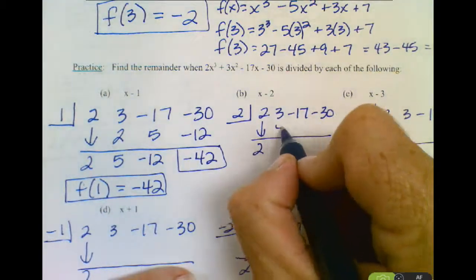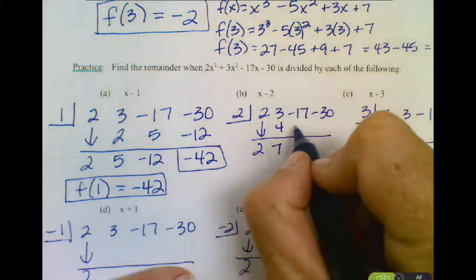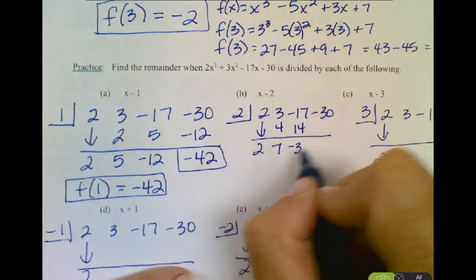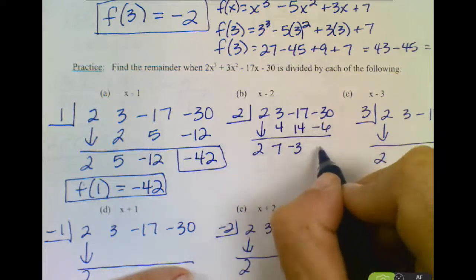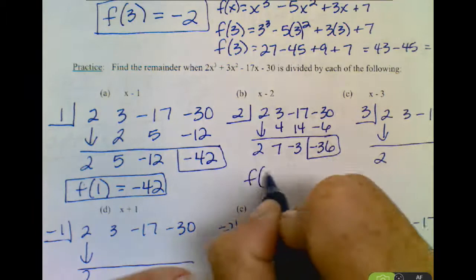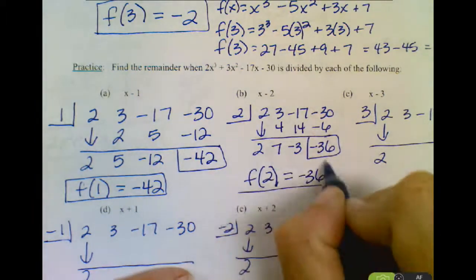Okay, 2 times 2 is 4. 3 plus 4 is 7, excuse me. 2 times 7 is 14. Negative 17 plus 14 is negative 3. 2 times negative 3 is negative 6. Negative 30 minus 6 is negative 36. That is my remainder. So for this function, when x equals 2, I get an answer of negative 36.